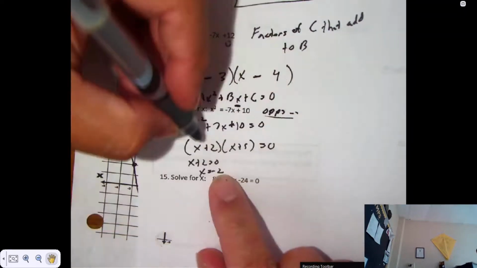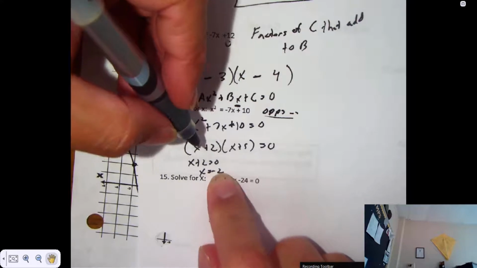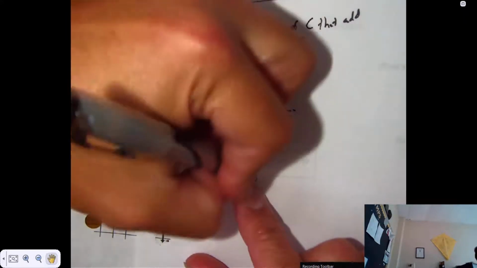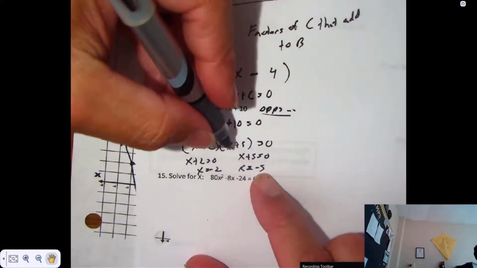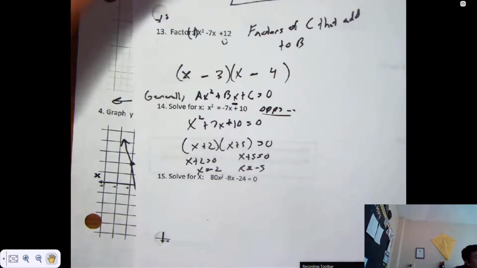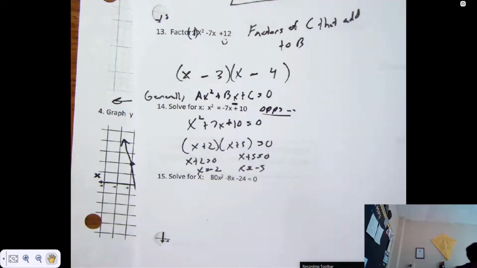Now we use the old cover-up method. That literally says x plus 2 is 0, so I know that x is negative 2. Notice what happened to the sign. Again, it changed. I have x plus 5 is 0. I subtract 5 and I get negative 5. Sign changed. I'm telling you, that's how it works. All right, 15 is also a solved problem, and the numbers are big.